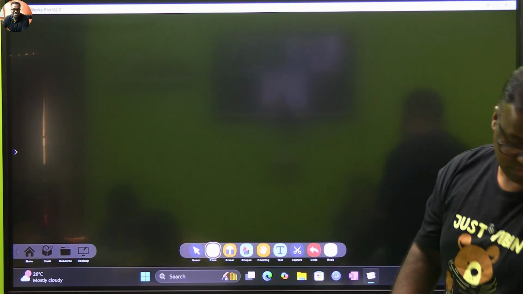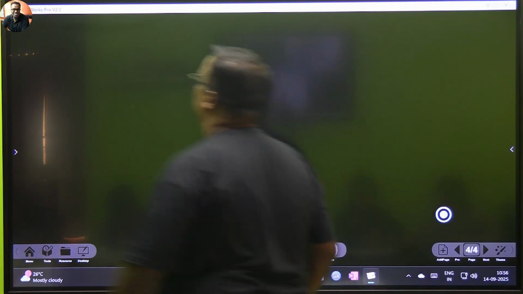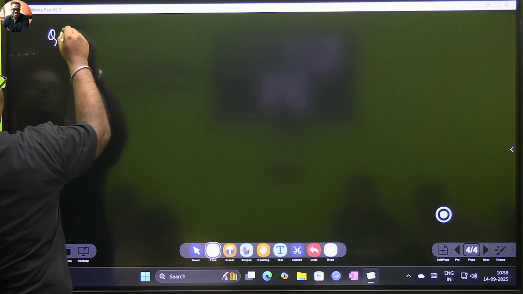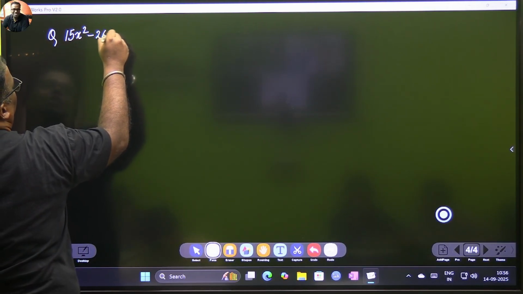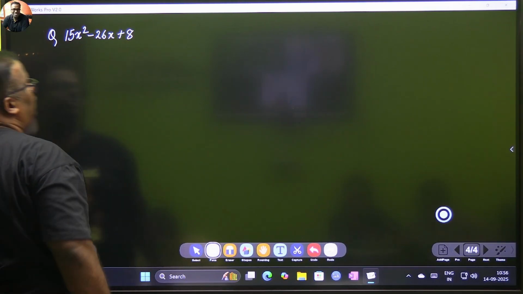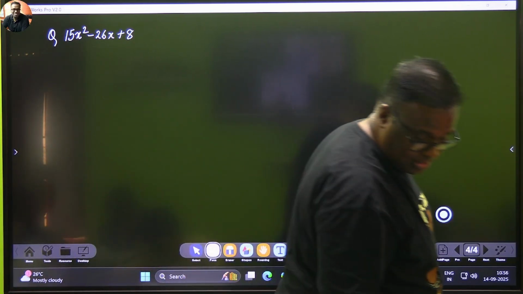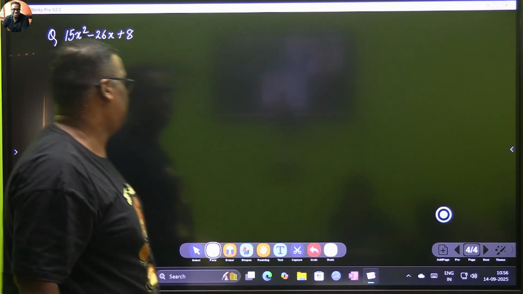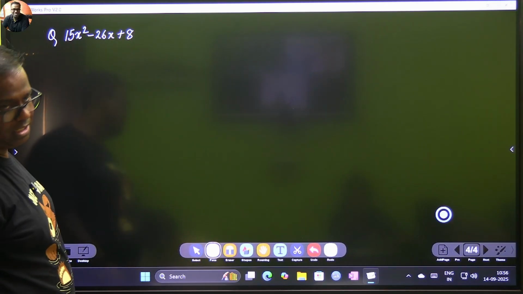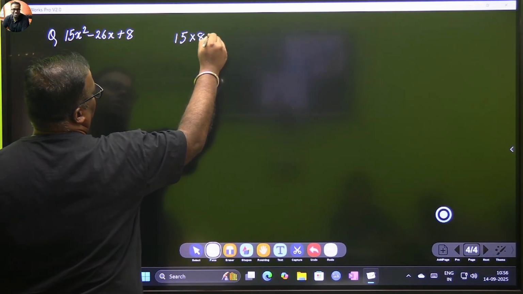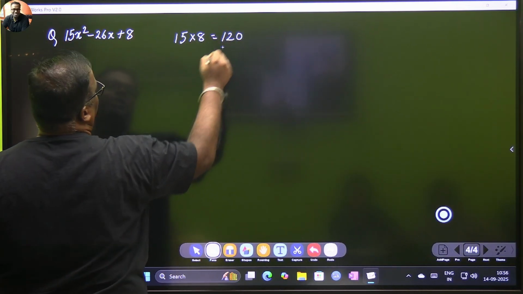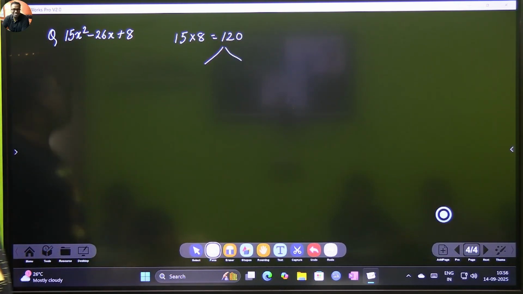Next. One more we'll do. Okay. We'll do it together. (15, 26, 8). Correct? Yeah. So what is our first step? Multiply 15 and 8. 15 into 8 is how much? 120. Get two factors of 120 in which you are getting 26. Now this is interesting. How to do this?